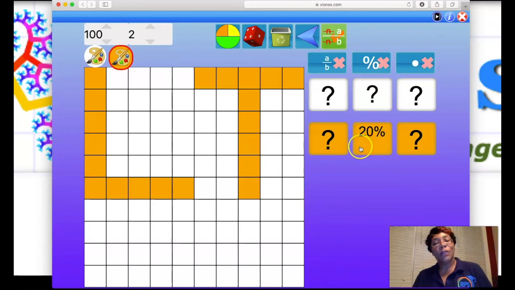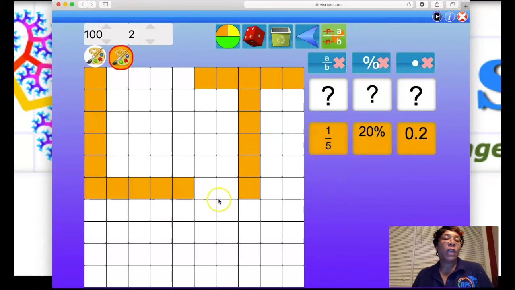Move your decimal point 2 places, or 20% gives me 2/10 or 20 hundredths. And as a fraction, this will be 2/10 or 20 hundredths. Remember, they are the same, but I have to reduce this fraction. Therefore, this is going to give me a fraction of 1/5.